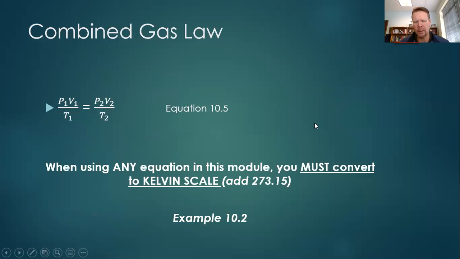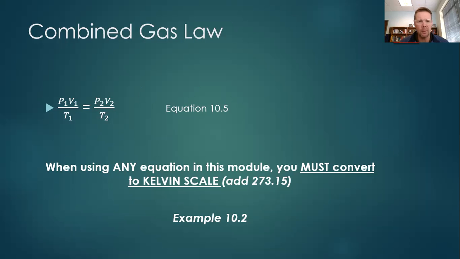Now, we can take both of those, Boyle's and Charles' laws, and combine them into what we call the combined gas law. And that is P1V1 over T1 equals P2V2 over T2. When you use any equation in this module, you must convert to Kelvin, that is the important thing. Check out example 10.2 in your textbook. 10.2 is on page 298, and you'll find equation 10.5, the combined gas law, there.